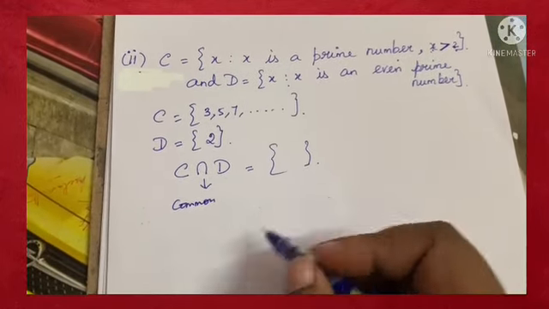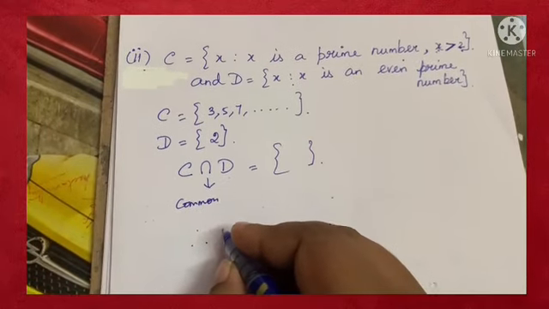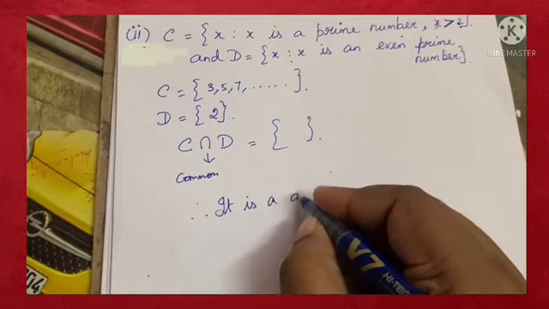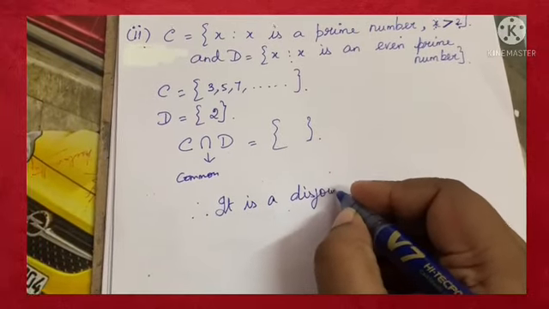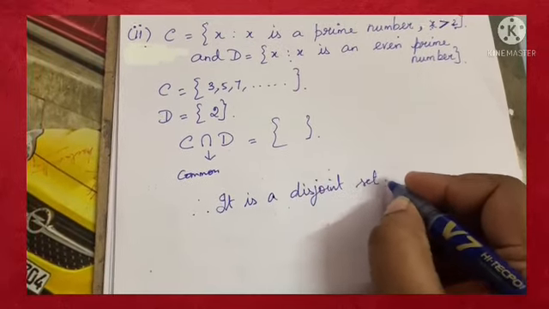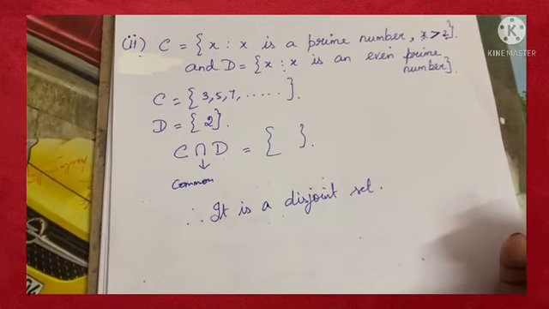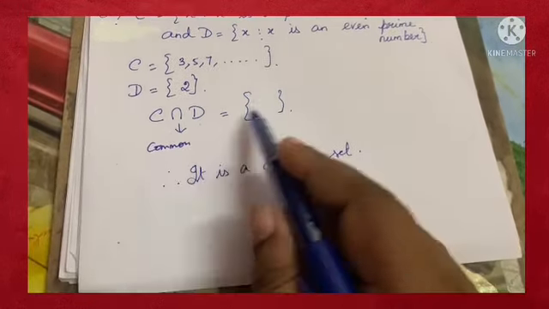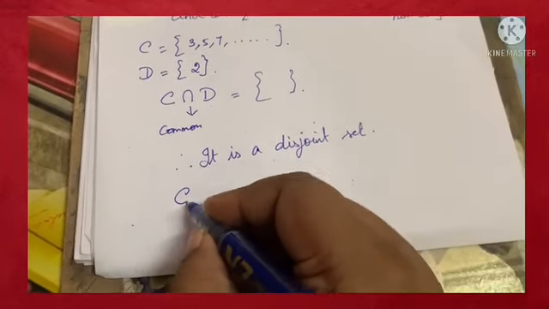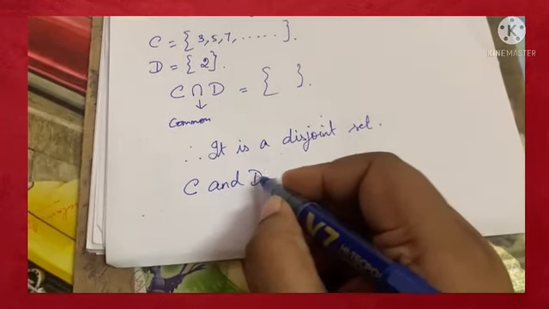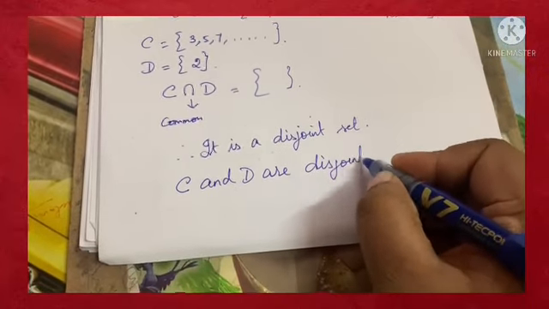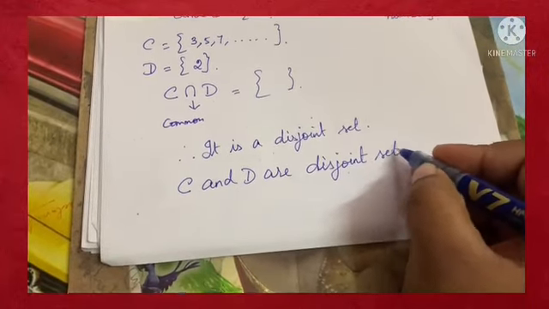So when this is empty, we can call it a disjoint set. It is a disjoint set where we don't have common elements. So we can say C and D are disjoint sets.